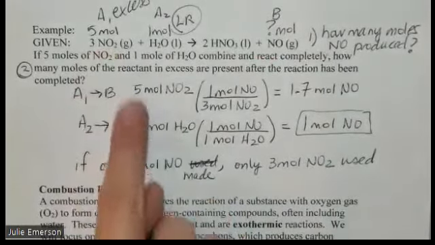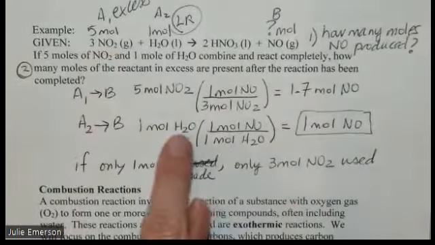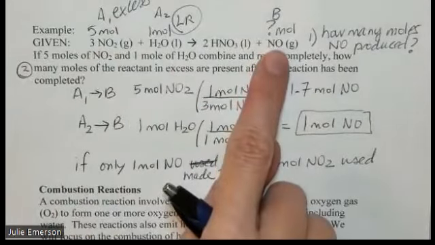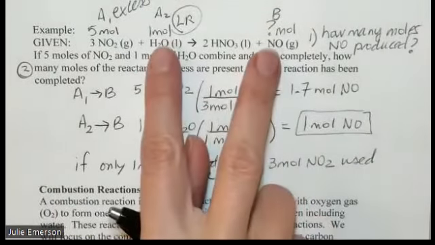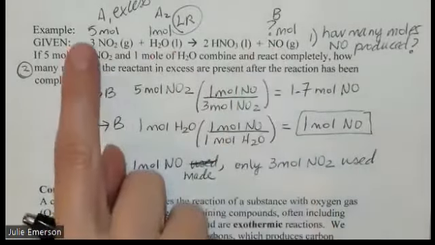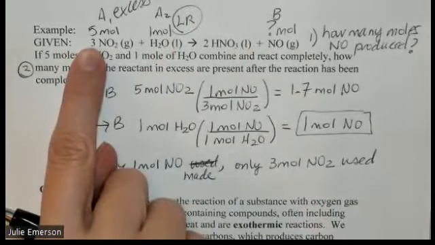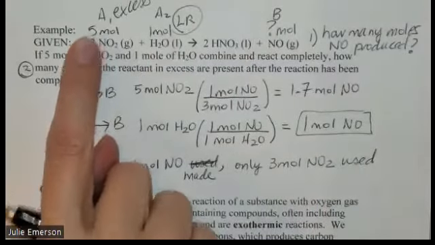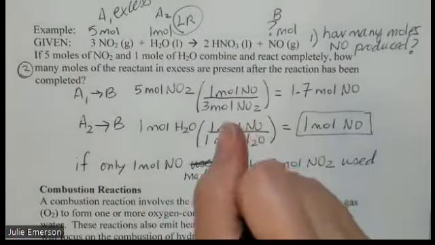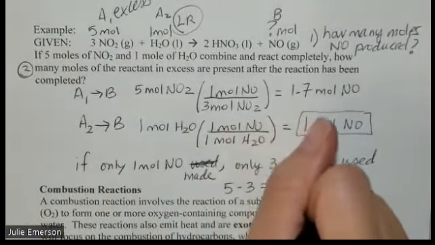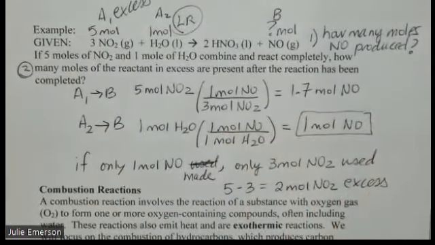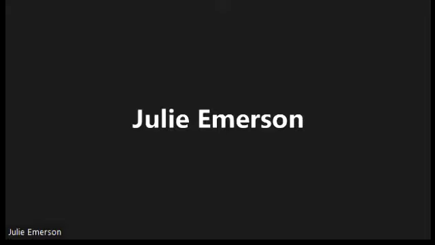So what we figured out from the limiting reactant portion of this was that the water was limiting. Since I only had 1 mole of water, I was only going to make 1 mole of nitrogen monoxide because it's a 1-to-1 relationship. So if I only make 1 mole of NO, that means I only used 3 moles of NO2. But the question said I had 5. So how many moles would have been excess? So we take 5 minus 3, and that means that there would be 2 moles of NO2 excess left over. Never used it, right?